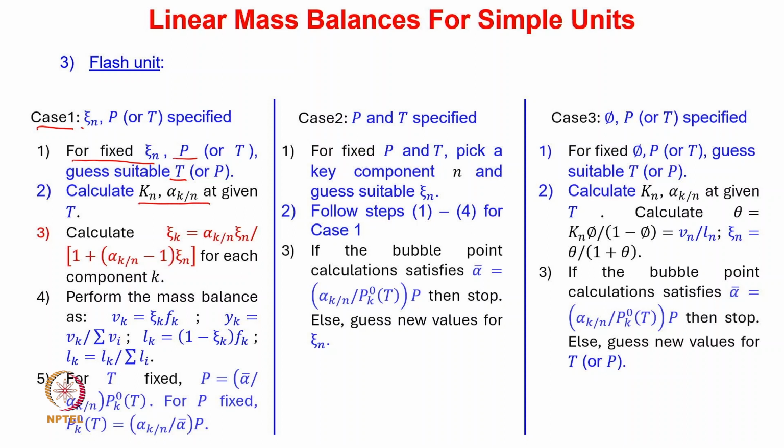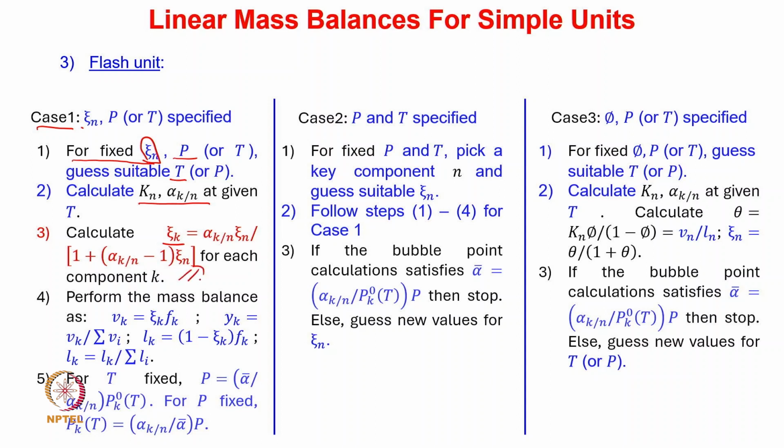So Kn is the equilibrium constant here, and alpha Kn is nothing but the relative volatility of the kth component with respect to the key component n. So we can calculate Kn and alpha Kn at a given T. Then we can calculate zeta k using this particular equation. Remember, I said that once we know zeta n, this zeta n can be used to calculate the split fraction for the other components, isn't it? So zeta k we can calculate if we know zeta n using this formula.